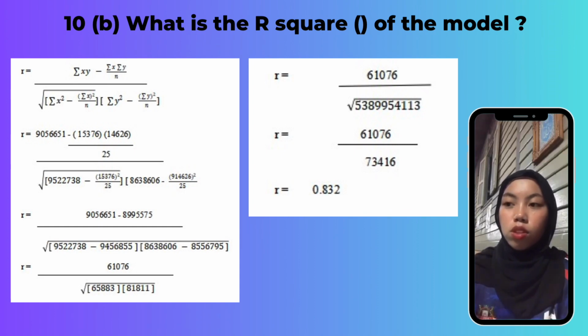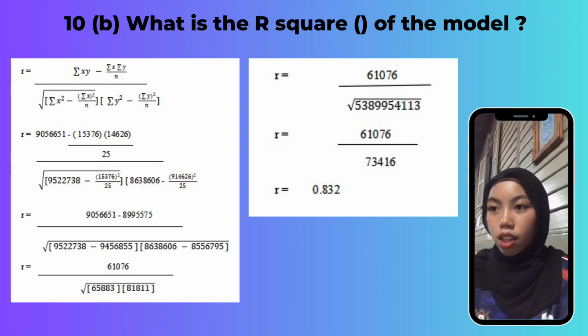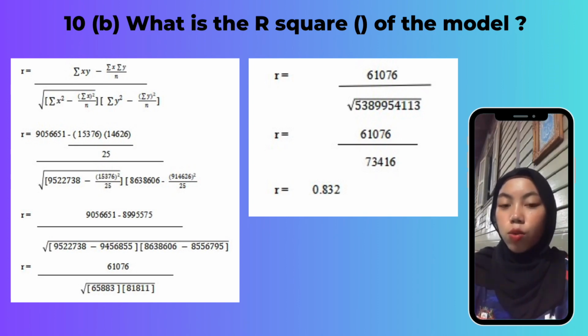and we divide in power root bracket 9522738 minus bracket 15376 close the bracket divide 25 and we close the bracket. We open the bracket for our y 63606 minus 194626 divide 25 and the next until the end, and we got the R 0.832.